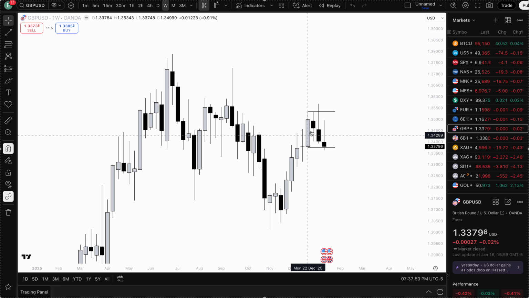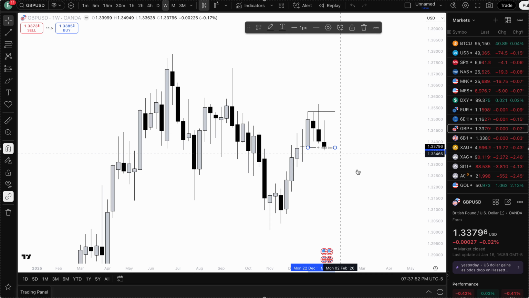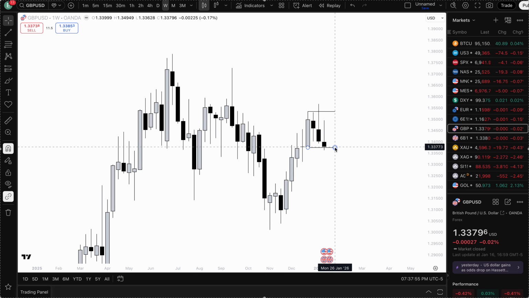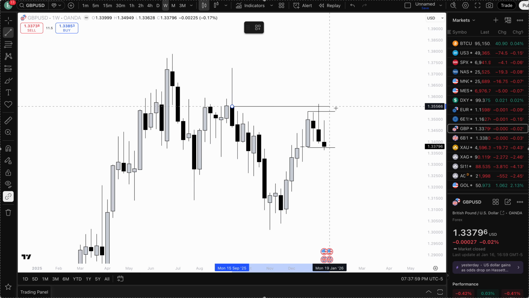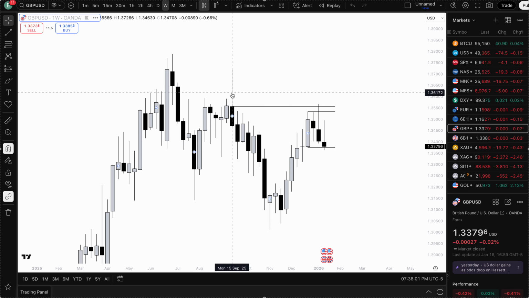We have the range, we have a turtle soup. What is it targeting next? The low of this candle, right? You can see this is a clear setup taking place. What's our key level? This rejection block right here.